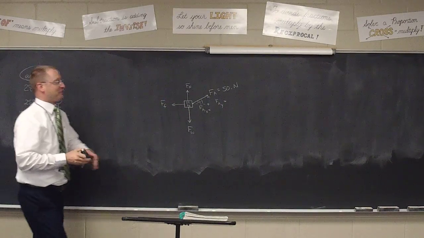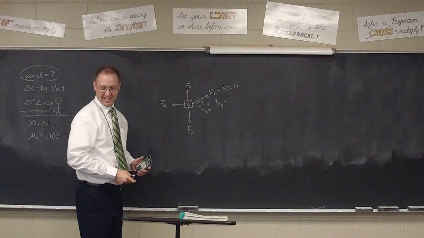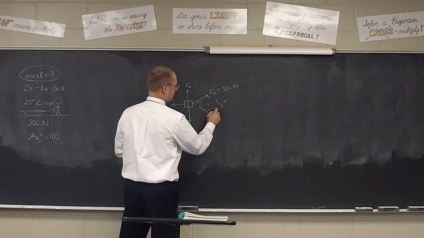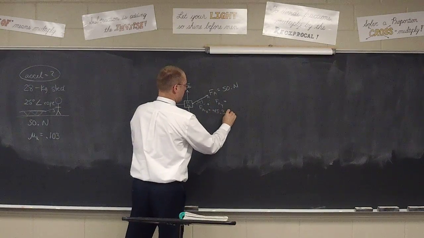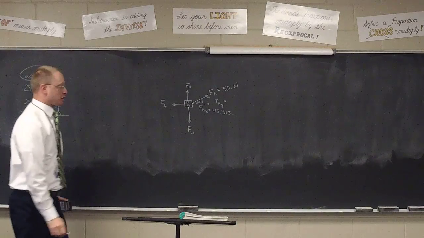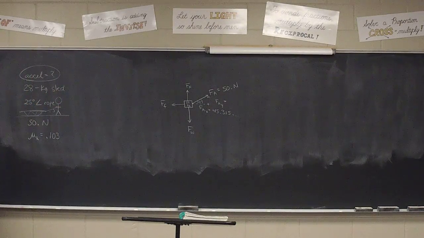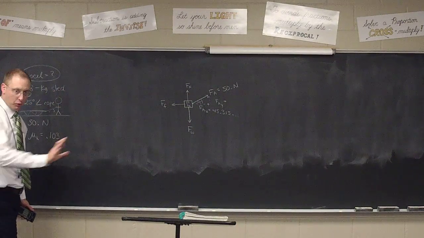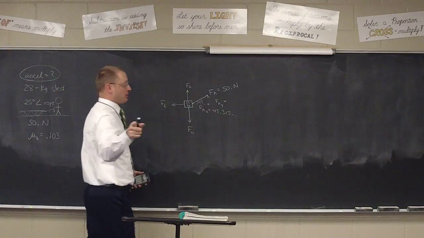So we're going to take the 50 times the cosine of 25 to get 45.3. So even though he's not actually pulling horizontally, there are 45 newtons of force that pull forward on the sled. What about the upward component?